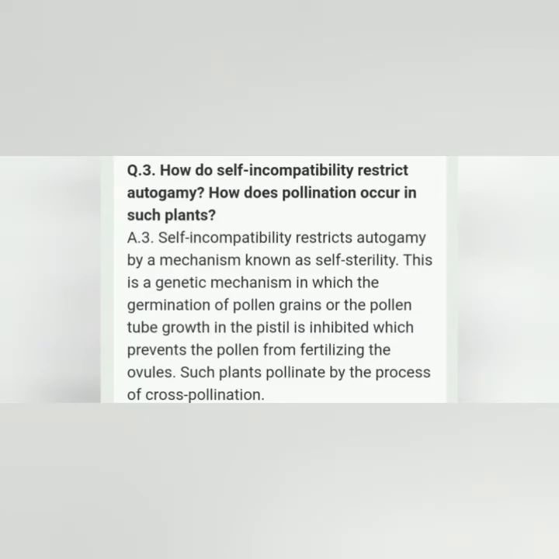Question. How does self-incompatibility restrict autogamy? How does pollination occur in such plants? Answer. Self-incompatibility restricts autogamy by a mechanism known as self-sterility. This is a genetic mechanism in which the germination of pollen grains or the pollen tube growth in the pistil is inhibited, which prevents the pollen from fertilizing the ovules. Such plants pollinate by the process of cross-pollination.